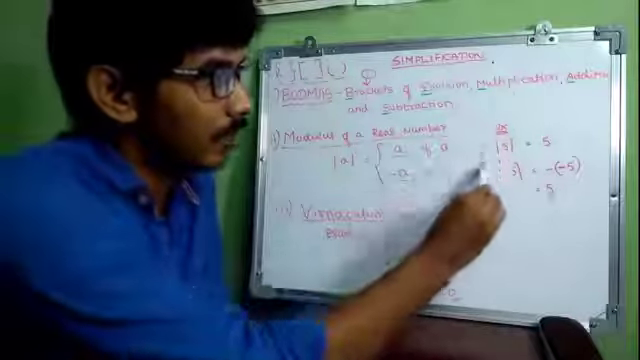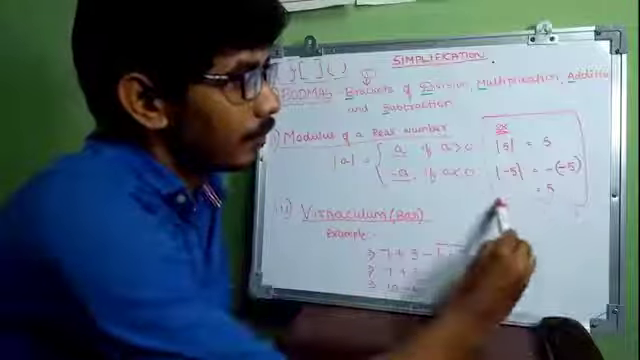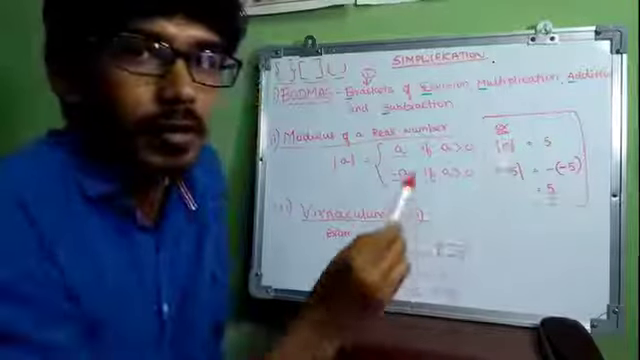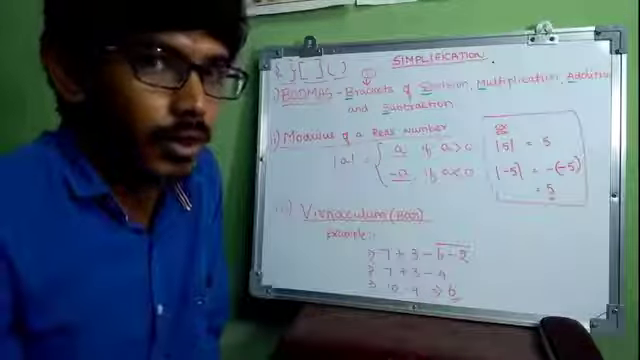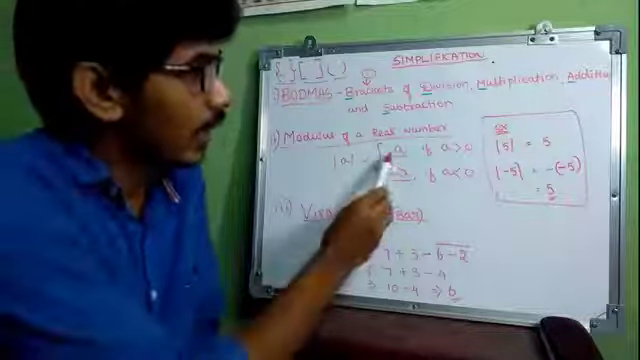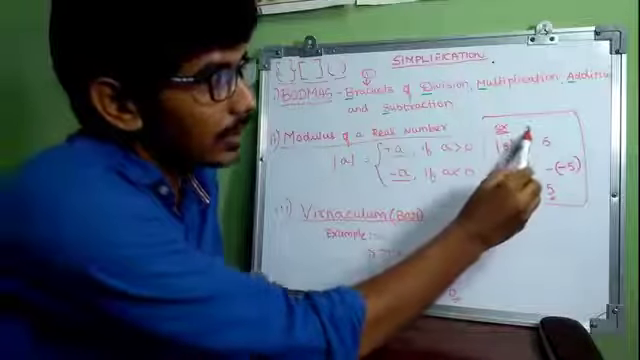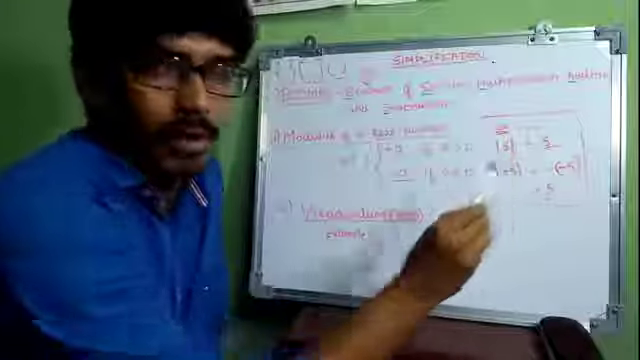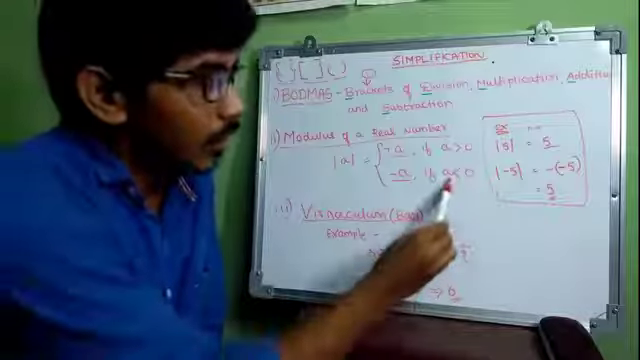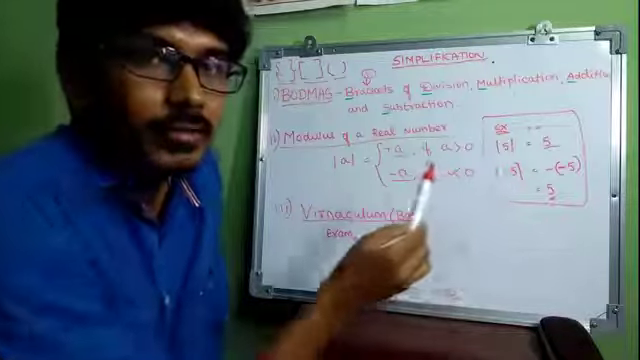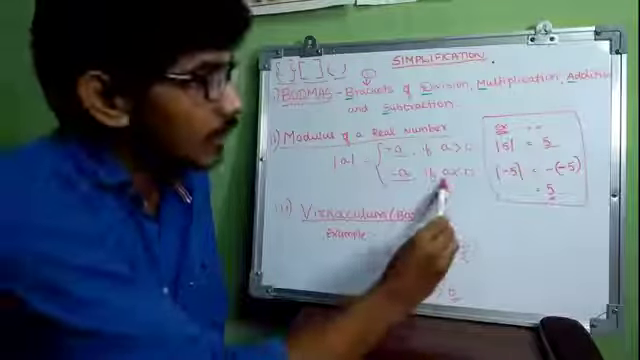I have given an example here. Okay, here modulus of 5. 5 is nothing but it is above 0, right? Then you should use A. A means here positive, right? So you have to use plus A. So it is 5.